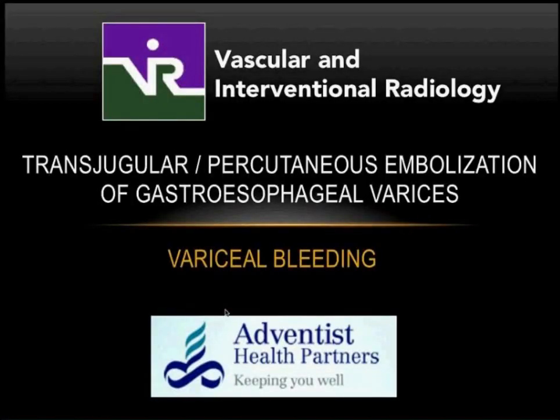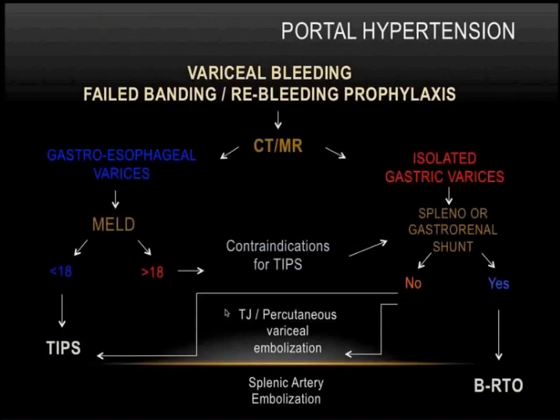What about transjugular or percutaneous embolization of gastric varices? What I mean is that you go percutaneous and access the portal vein, or you go transjugular, like you're going to do a TIPS, to get the catheter into the portal system. You catheterize the varices themselves, and then you put coils, or you coil and inject some sclerosing agent. That was the original technique described by Rösch many, many years ago.